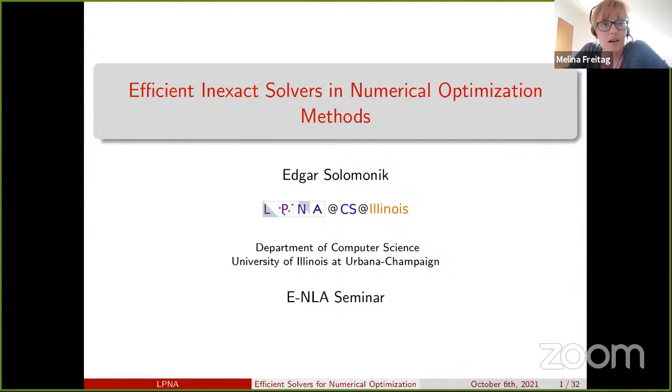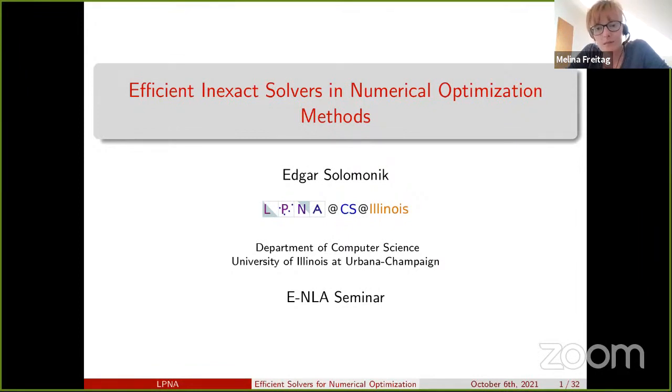Edgar has been an assistant professor at the University of Illinois in the computer science department for a couple of years now, and he leads the research group on parallel numerical algorithms. Edgar did his undergraduate at the University of Illinois and then moved to UC Berkeley and did his PhD with Jim Demmel on provably efficient algorithms for numerical tensor algebra. You might know about this work because he also received the Householder Award for it.